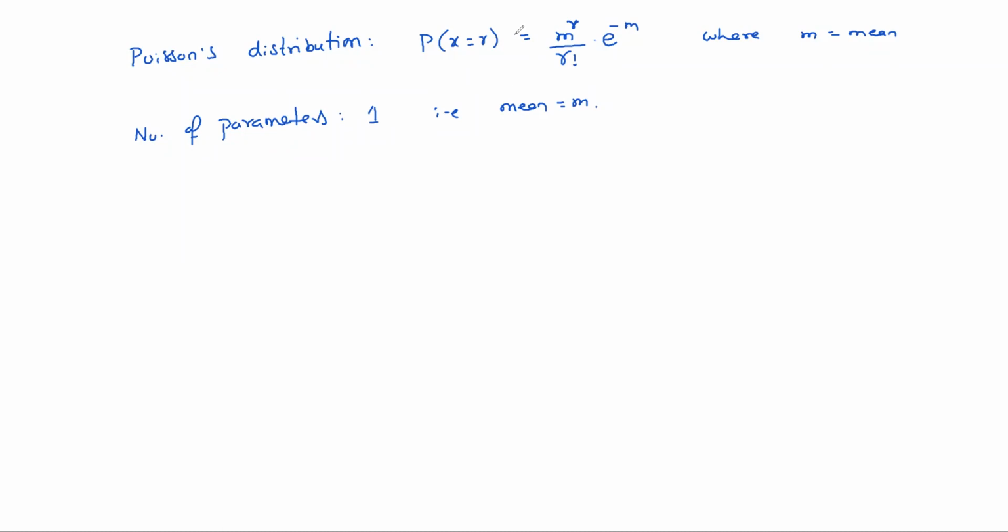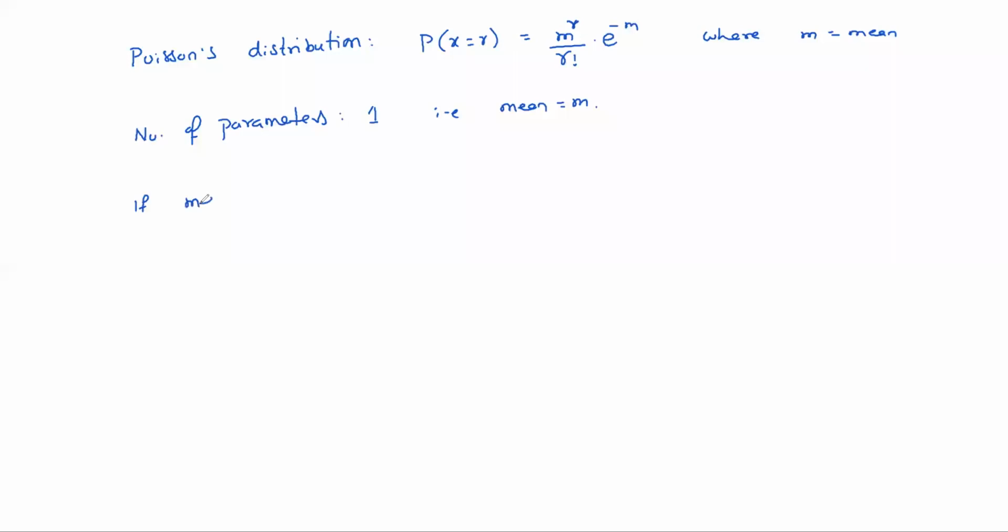Any doubts, ask. Poisson distribution. Everyone clear? Any doubts?